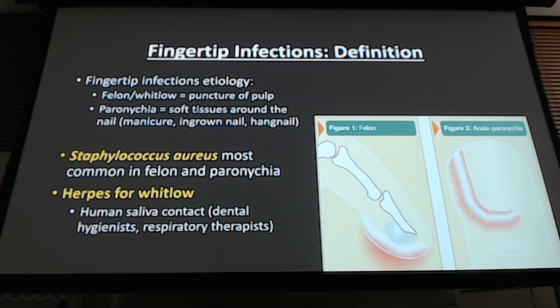Ingrown toenails and hangnails. What's the most common bug? Staph. What's the most common bug for, that's a trick question. So what's the most common bacterial pathogen? It's staph. I agree. What's the most common for herpetic whitlow? Herpes. And it comes from human saliva. So dental hygienists and respiratory therapists, I guess, because the respiratory therapists are sticking their fingers into people's mouths, right? Especially when they're unconscious.